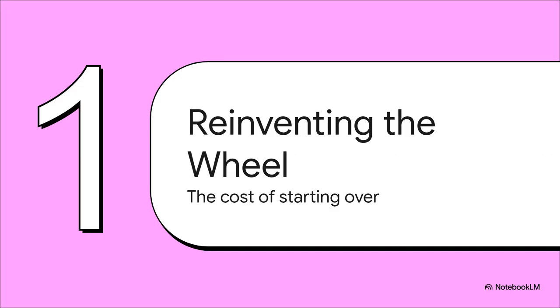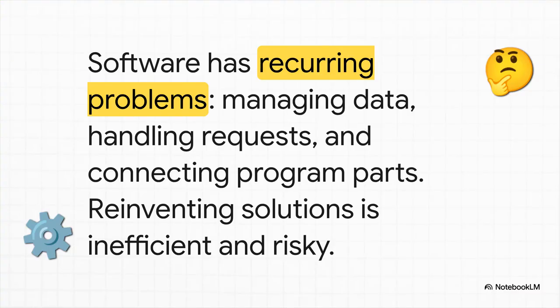And that brings us to the big villain in our story, the trap of constantly reinventing the wheel. It's this massive, hidden drain on time and energy that can quietly sink projects. See, every app, no matter what it does, runs into the same fundamental hurdles. How do you manage your data? How do you handle requests from a user? How do you get different parts of the system to talk to each other without creating a giant, tangled mess? Trying to come up with a brand new, unique solution for these things every single time, well, it's not just slow, it's a recipe for disaster.